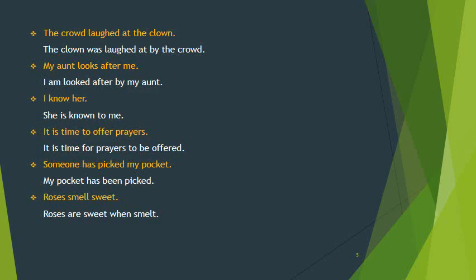Sometimes prepositions other than by are used in the passive voice. For example, I know her. She is known to me. Sometimes the change of verb takes place only in the infinitive. For example, it is time to offer prayers. It is time for prayers to be offered. Few more examples are: someone has picked my pocket.